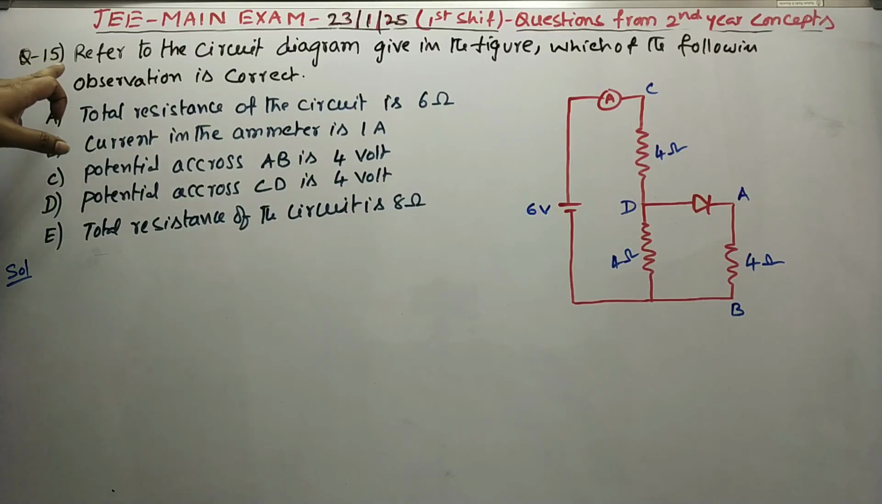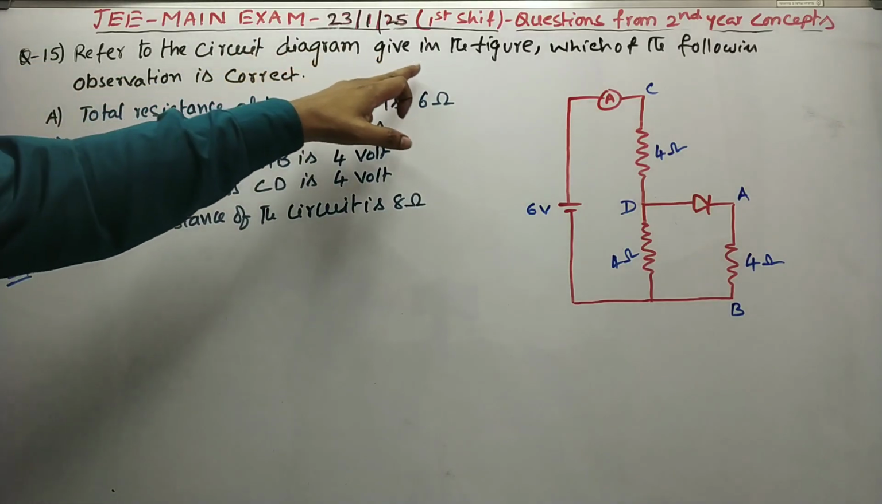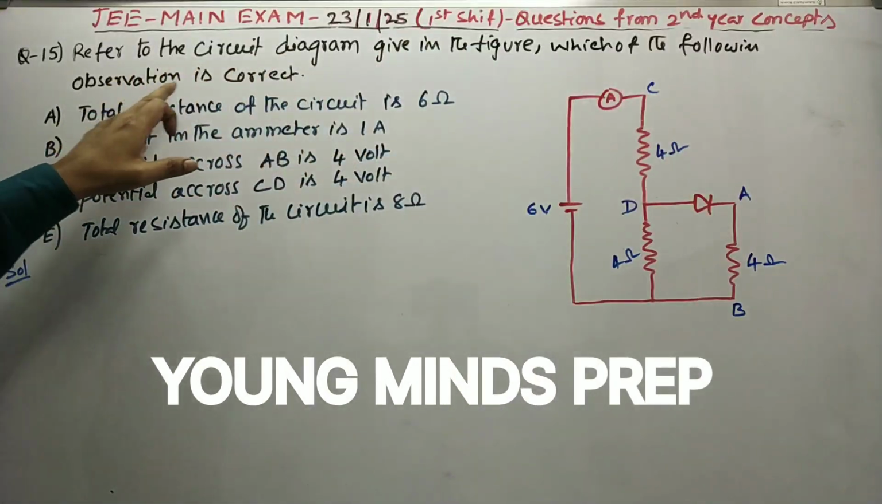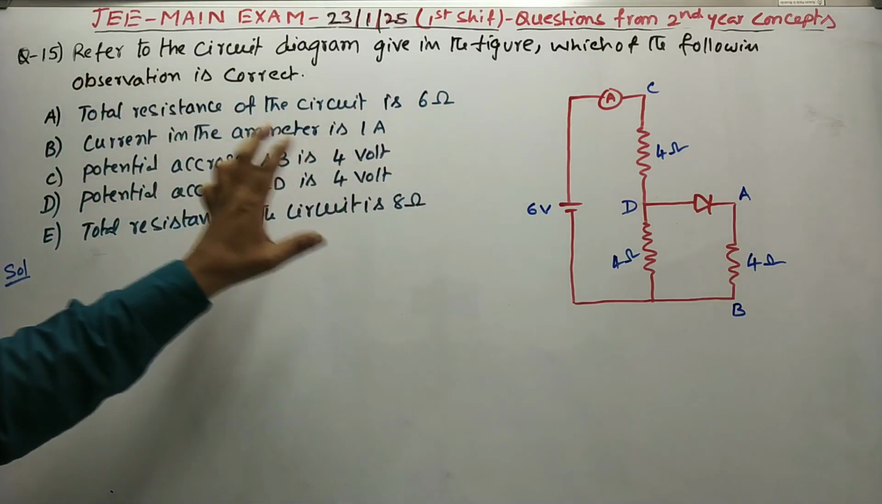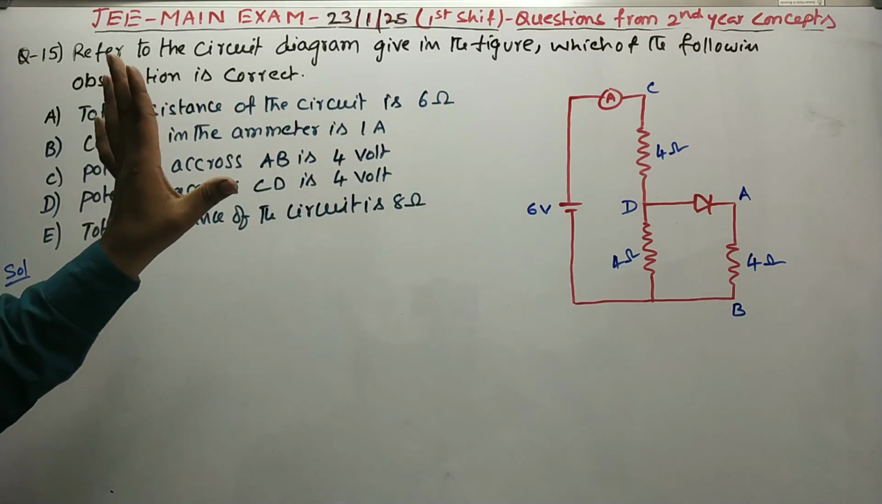The 15th question. Refer to the circuit diagram given in the figure. Which of the following observations is correct? There are 5 observations given. Which of these observations are correct? That is what the question is asking.